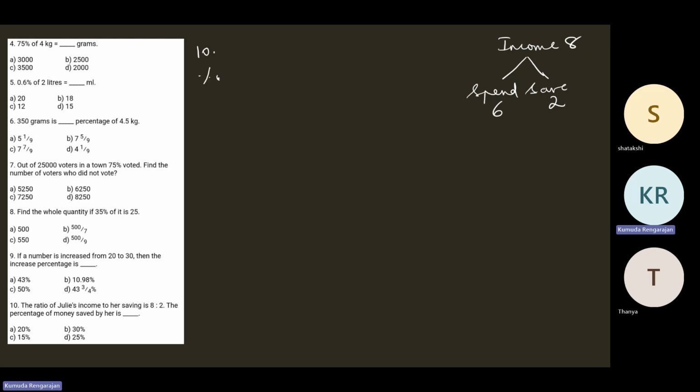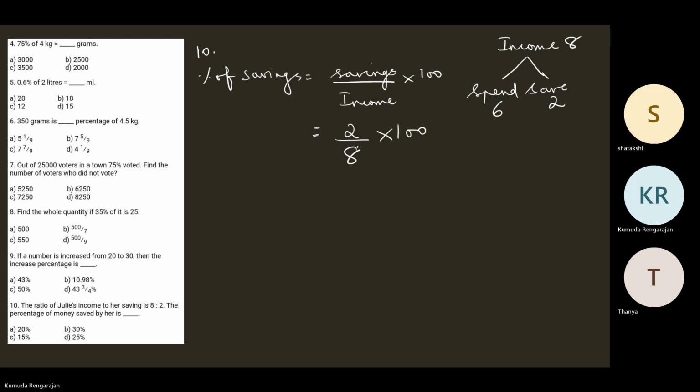So percentage of savings is equal to savings by the income into 100. Income is 8 parts. Savings is 2 parts. So savings 2 parts by the income 8 parts, because income is a total. The total money you have is your income, into 100. 4 2 times, 4 25 times. 2 cancels. So 25% she saves.